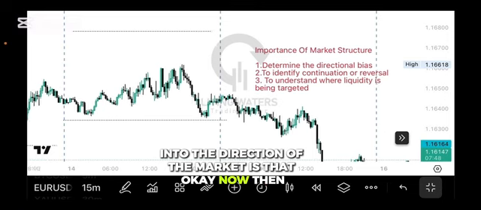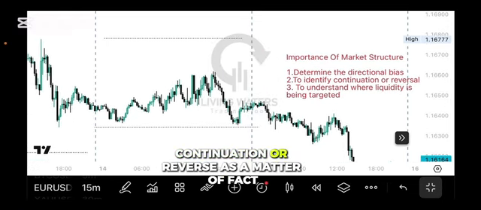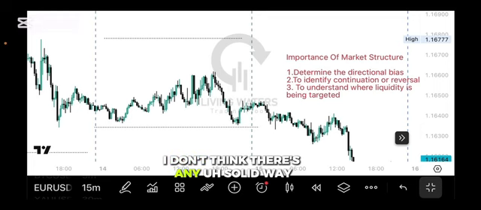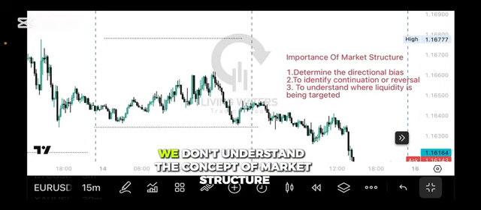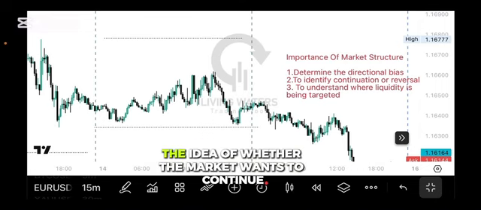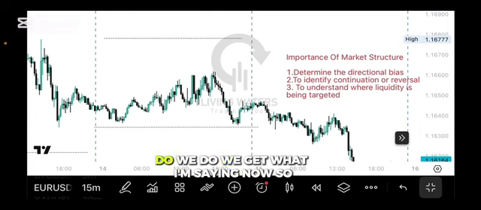Is that okay now? Then the second thing it does is that it helps us to identify continuation or reversal. As a matter of fact, I don't think there's any solid way that we can identify continuation or reversals if we don't understand the concept of market structure. It is the market structure that will give us the idea of whether the market wants to continue in a particular direction or it wants to reverse. Do we get what I'm saying now?